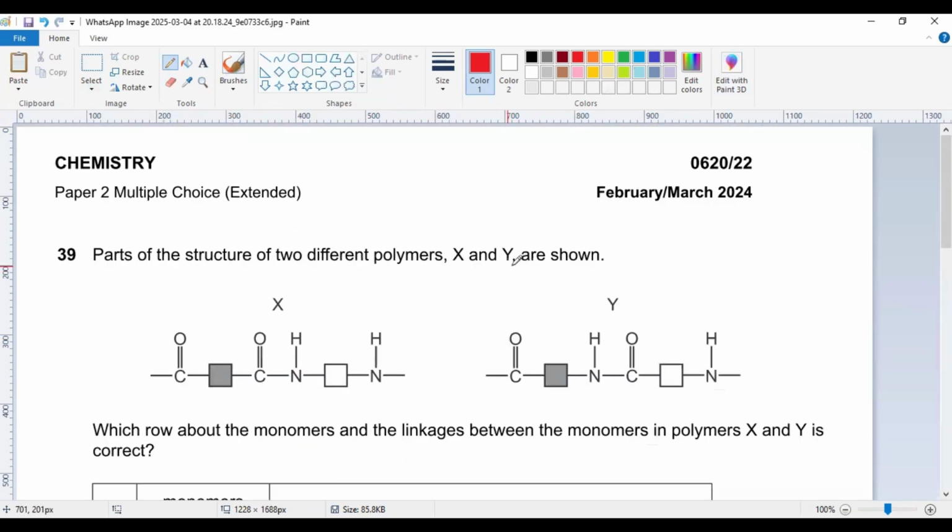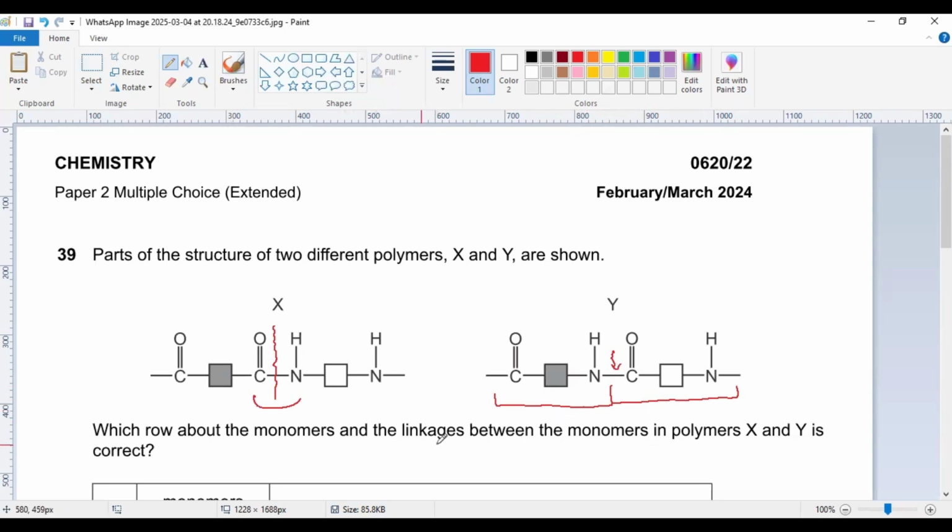Parts of the structure of two different polymers X and Y are given. This polymer, if you divide it, contains two units. One is the diamine and one is the dicarboxylic acid. And they combine to form a polymer having amide linkages. And here, this is one unit and this is another unit. Both units have an amino group and a carboxylic group. And again, the peptide linkage is also there. This is the peptide linkage.